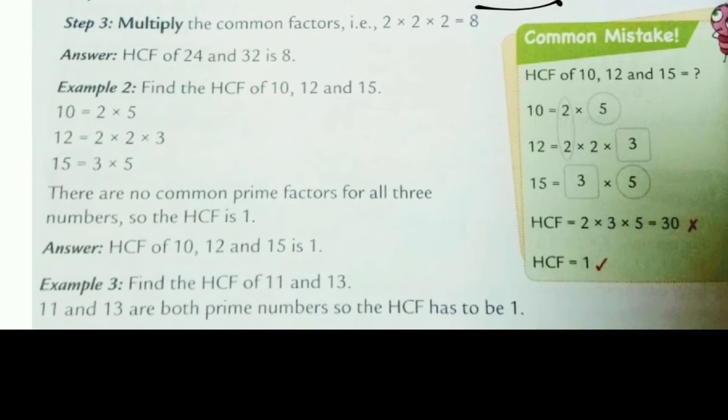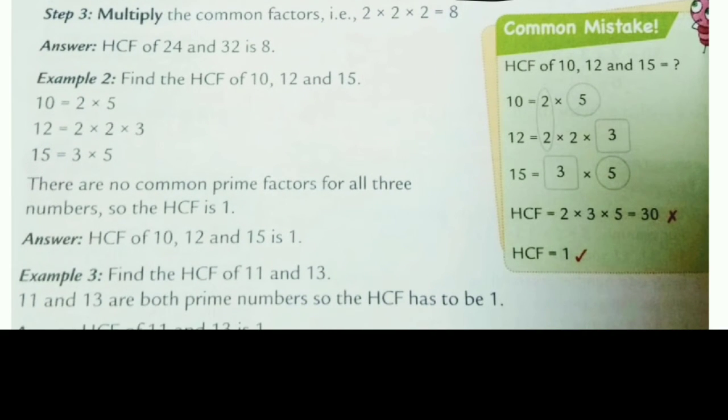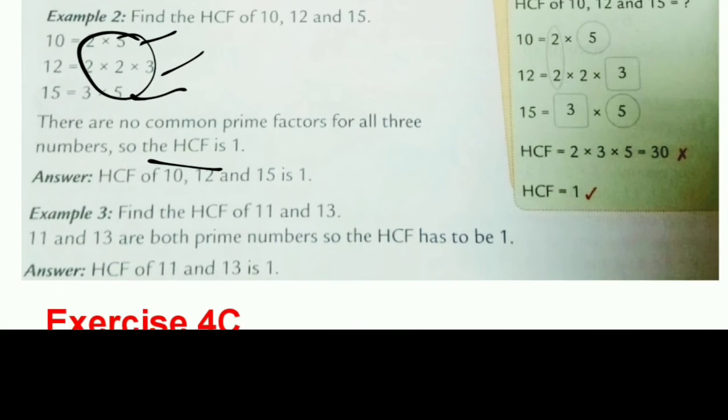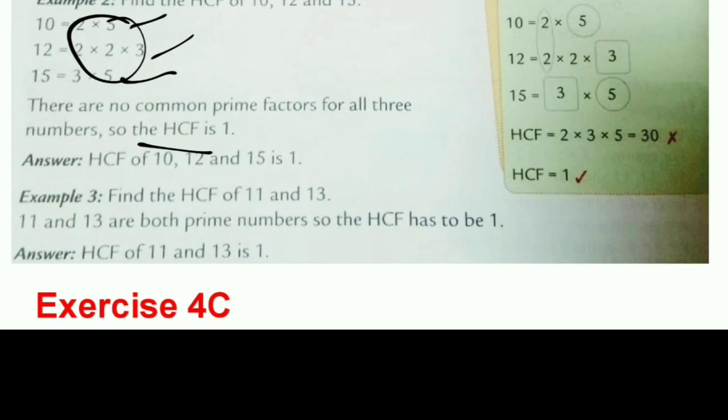Same method, but in this one we have 2 into 5, 2 into 2 into 3 and 3 into 5. No number is common, so we will write HCF is 1. Clear? And find the HCF of prime numbers 11 and 13. Both are prime numbers. So in this one also the HCF has to be 1. Clear? Next.